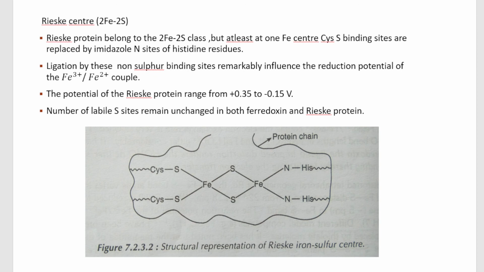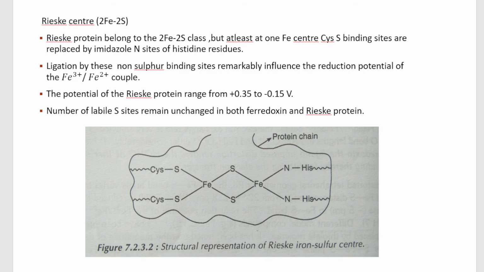Next is the Rieske center. This is similar to that of the ferredoxin, that is 2Fe-2S. What is different is, this protein belongs to the class that is 2Fe-2S, which we already studied earlier, and the structure is also kind of similar. But here, at least one of the Fe centers has its cysteine sulfur binding sites replaced by imidazole nitrogen sites of the histidine residue.